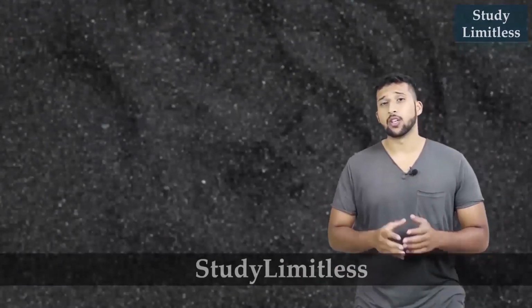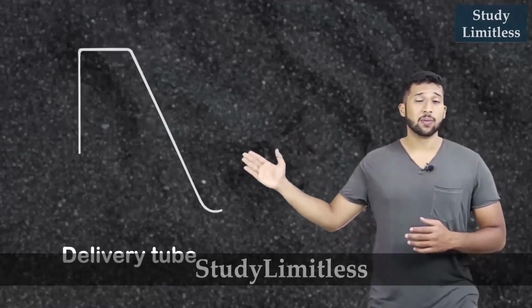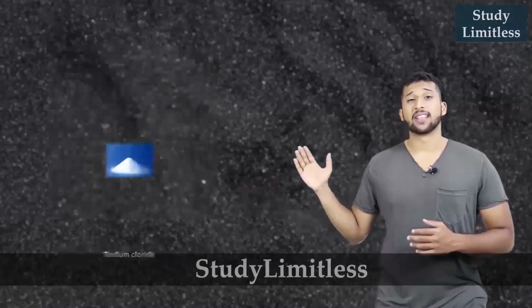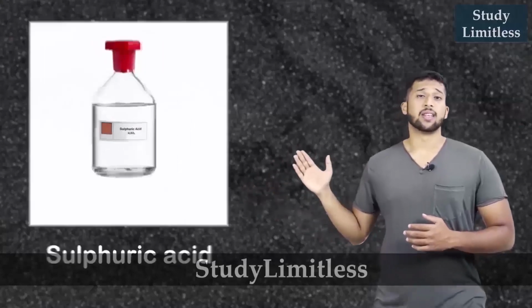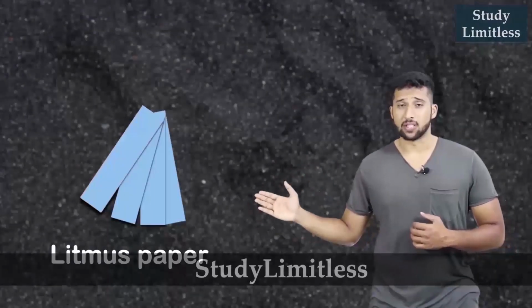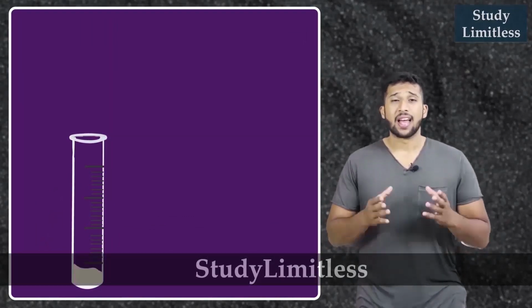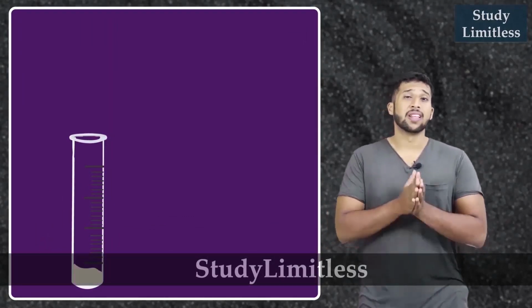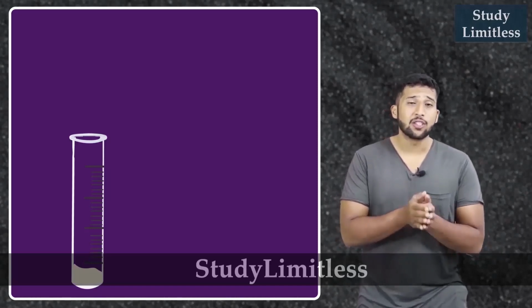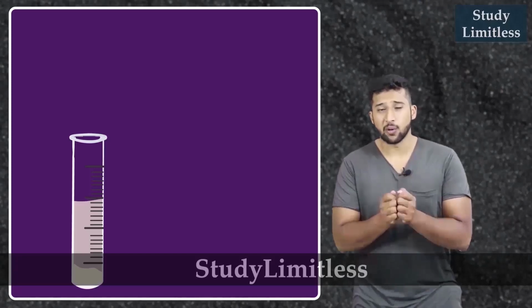For the experiment, you need the following apparatus. Number 1, a test tube. Second, a delivery tube, a rubber cork, some sodium chloride, some concentrated sulfuric acid, and a blue litmus paper. Now what you do is, in a test tube you put some sodium chloride, and then you drop the sulfuric acid into the test tube dropwise, that is very slowly.